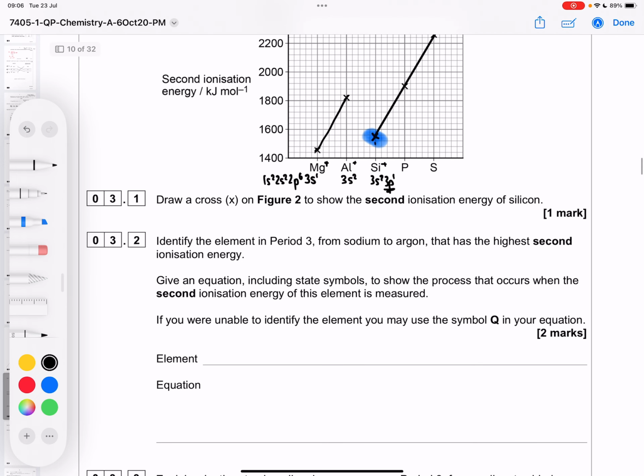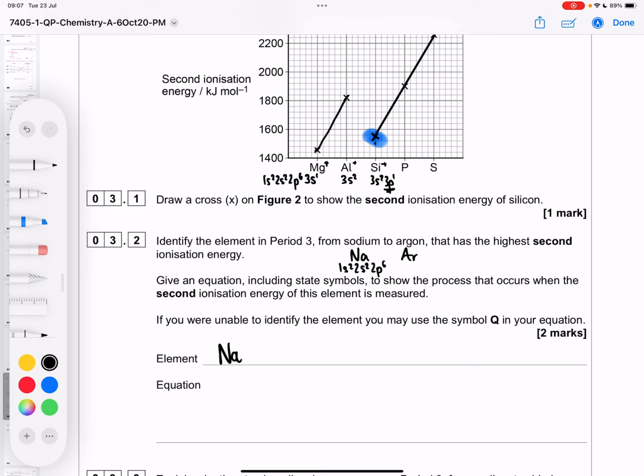Identify the element in period 3 from sodium, so Na, to argon, that would have the highest second ionisation energy. Well, the trick here is remembering that we're talking about things that have already lost 1 electron. And if you remember then that when sodium's already lost 1 electron, it has 1 less shell than all the rest of the period 3 elements. And so sodium is going to have the much highest second ionisation energy because it's already lost 1.